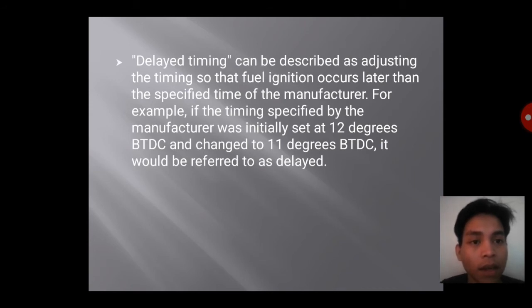The third is delay timing, which can be described as adjusting the timing so that fuel ignition occurs later than the time specified by the manufacturer. For example, if the timing specified by the manufacturer was initially set at 12 degrees BTDC and is changed to 11 degrees, it will be referred to as delay.